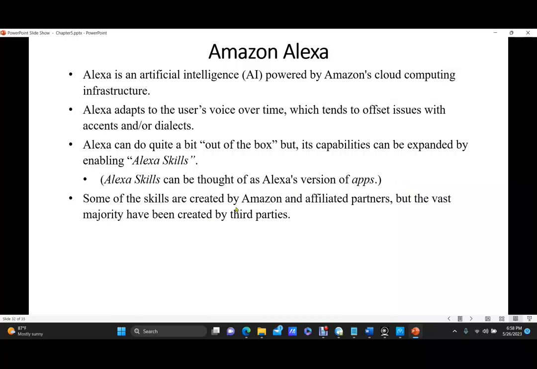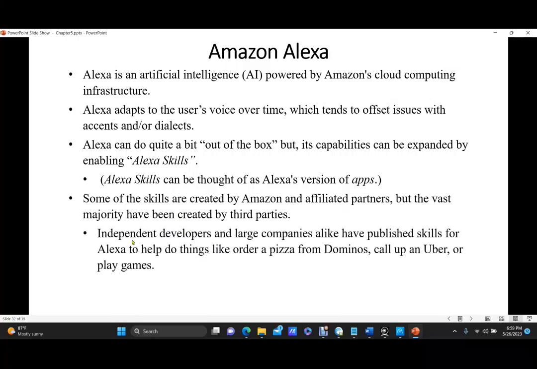Some skills are created by Amazon and affiliated partners, but the vast majority are third-party creations. Independent developers and large companies alike have published skills for Alexa to help do things like ordering a pizza from Domino's, calling up an Uber, or playing games.